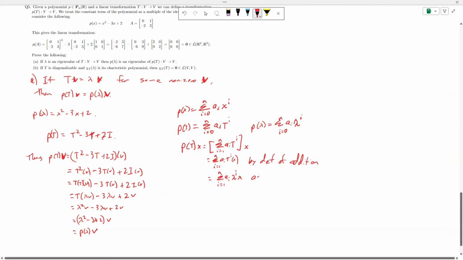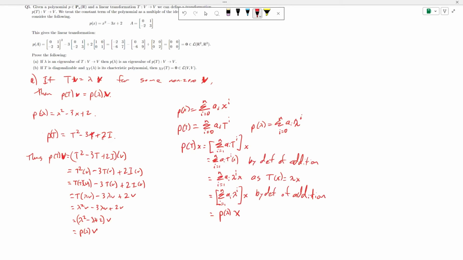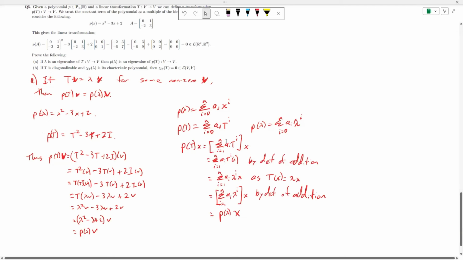x, as T of x equals lambda x, which equals the sum of i equaling 1 to n of a_i lambda^i x by definition of addition, which equals p of lambda of x. So I've shown that x is an eigenvector of this expression.